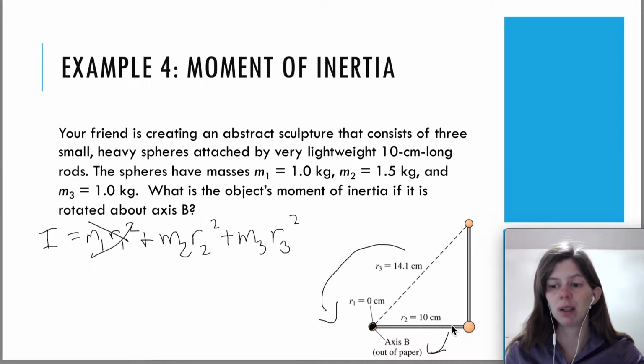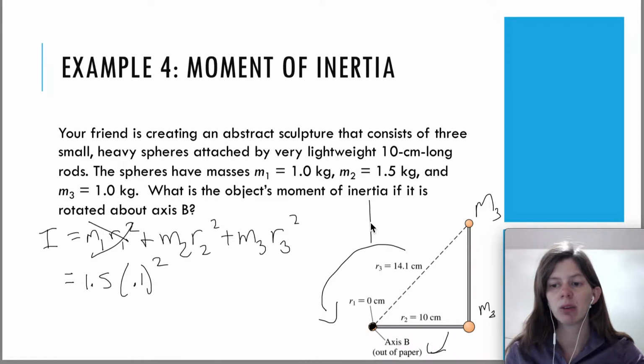The distance is still 10 centimeters from the axis to that mass, so 0.1 meters. The mass is 1.5 times 0.1 squared. Now mass 3, which was over here, is further away now from the axis.